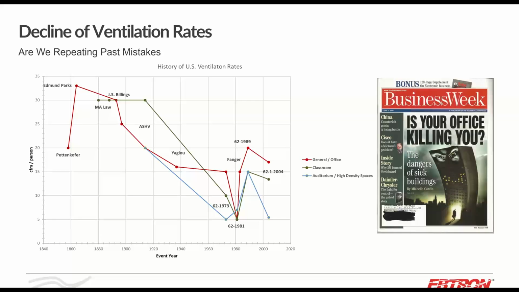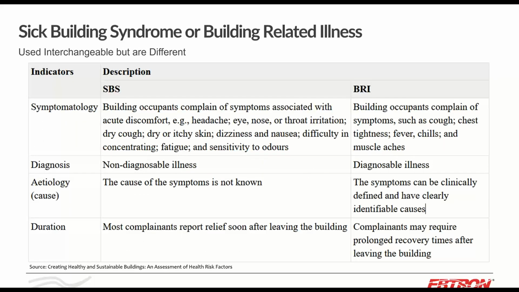So we don't want our buildings killing us. There are two things that we deal with. With sick building syndrome, you don't know what the etiology is. You don't know the reason for it, but you do have odor and high levels of CO2, which both indicate low ventilation rates. A building-related illness could be like COVID-19, or mold, or something else in the air that's a known thing, and that you can resolve.